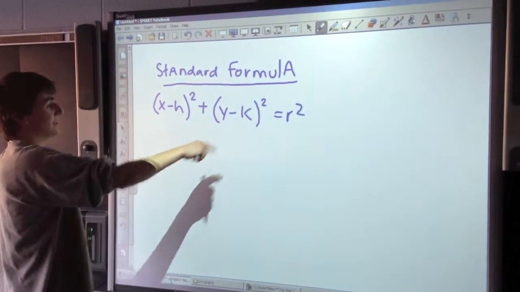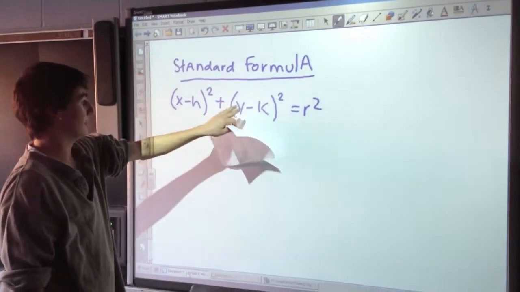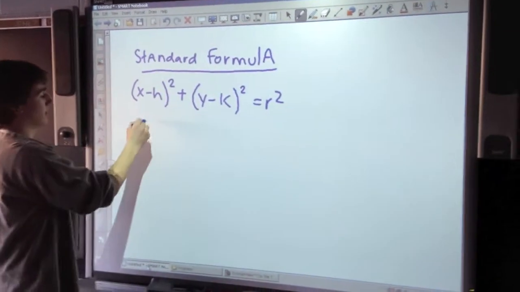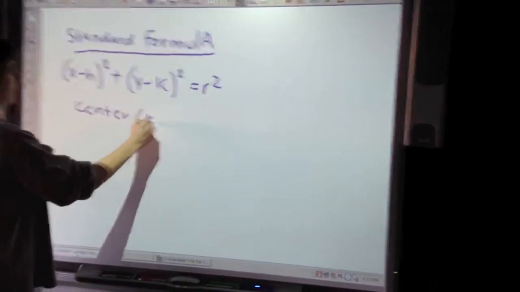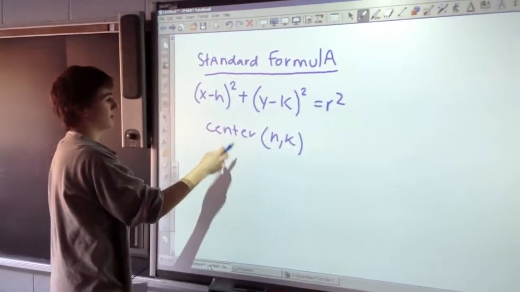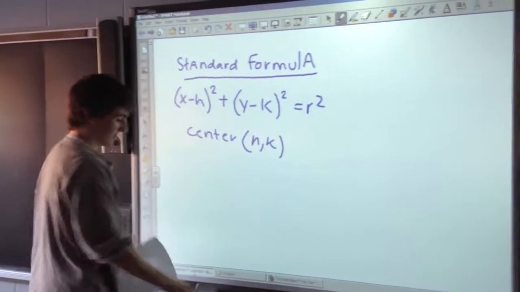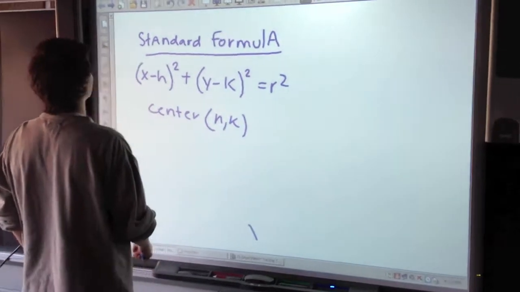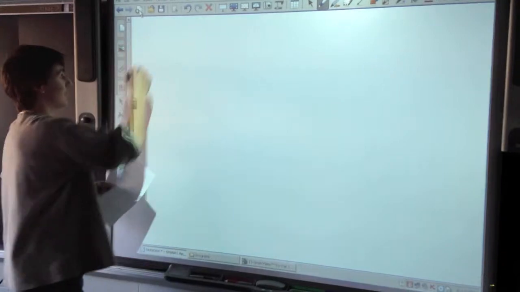What you can tell from this is what the center of the circle is going to be, because here it would be your h and your k, because the center is h and k. But when you put it in, it's always the opposite sign as this. So I'm going to give a formula, and then I'm going to tell you what the opposite is. Here's the equation.